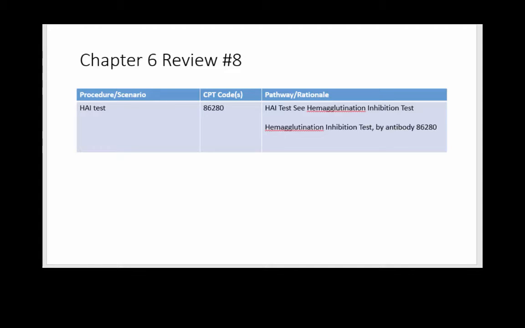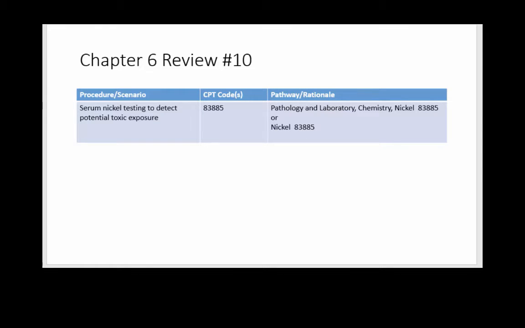Number 8 is an HAI test. And you see here how you would find that code. HAI is hemagglutination inhibition test. Number 10, serum nickel testing to detect potential toxic exposure. Pathology and lab would be your main term, chemistry, nickel, or you could just look up nickel and also find the same code.